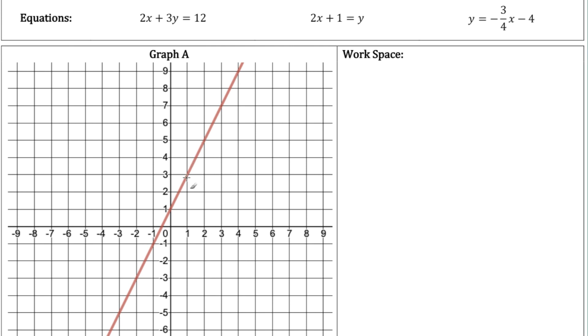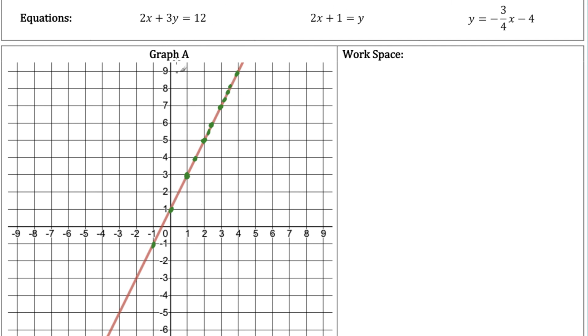Remember that even though we have a point here and a point here, like nice integer points, we also have some in here, right? They're just decimal values. So we want to see which of these equations go with this graph.